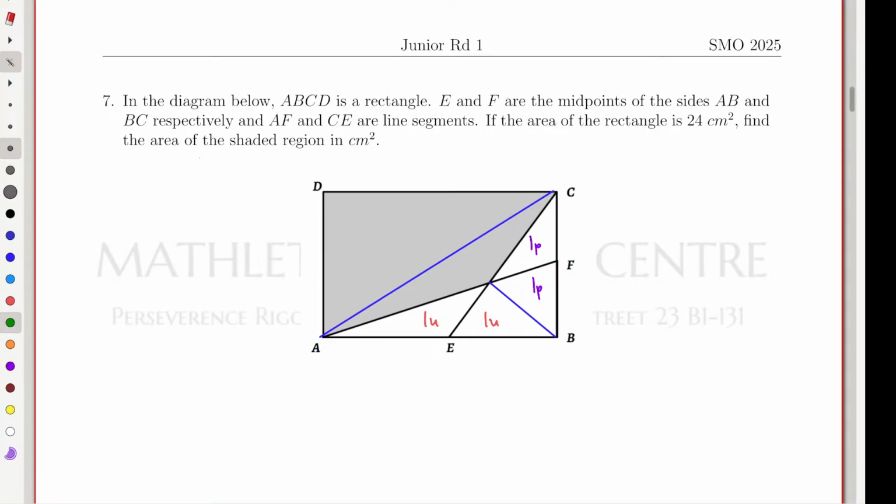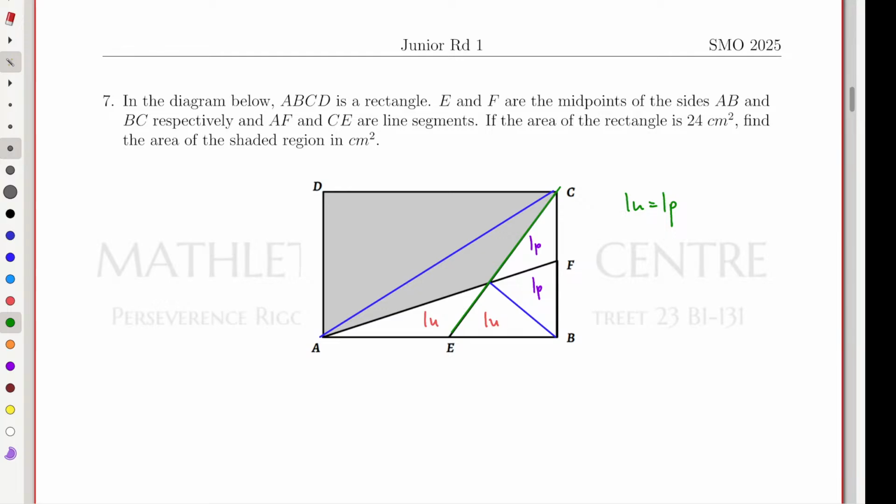Now, it's not hard to see that 1 unit equals 1 part. The way we can see that is because this area here is going to be 1/4 of the area of the rectangle, which is the same as this area here, which is also 1/4 the area of the rectangle. So from there, we can see that 1 unit equals 1 part.